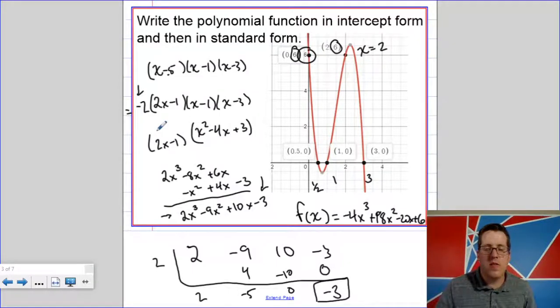Okay, so you might be saying to yourself, okay, so we can just multiply stuff by 2 now and that's fine. Sure, because it'll keep the zeros the same, because 0 times -2 is still 0. It will change every other point though.